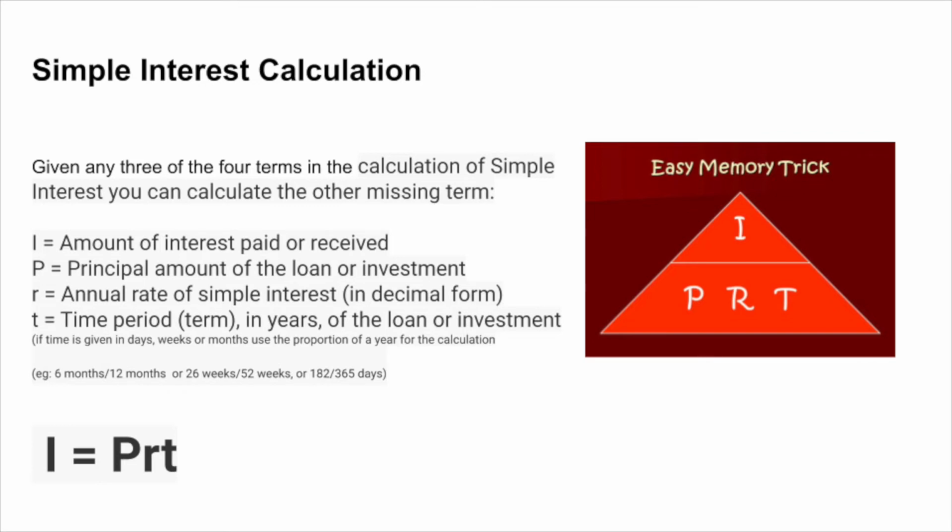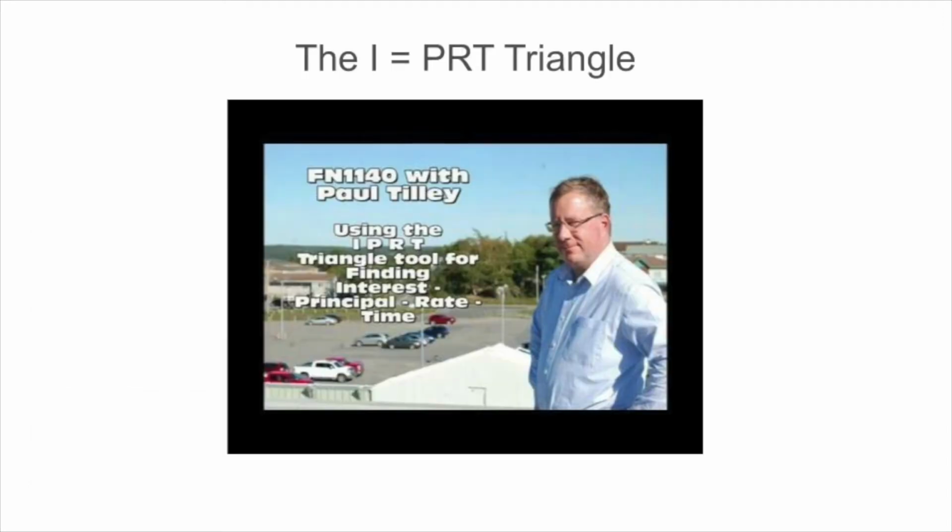So if you are looking for I, the bottom three, P R T, are simply what you multiply together. If you're looking for P, for example, and you're given I, R, and T, you just scrape off the rest and you'll know I over RT, interest over rate times time, will give you the principal. Or if you're looking for T, I over PR. If you want a more detailed description of how to use the IPRT triangle, take a look at this video that I put together, and you'll see the link up in the right-hand corner or in the course itself.